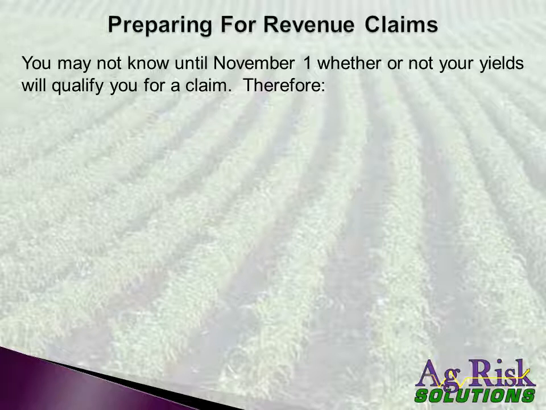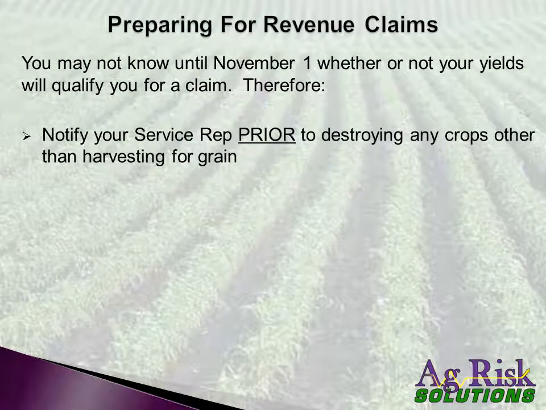So with that in mind, I want to give just a few pointers as we move into harvest and how to prepare for this. First and foremost is to notify your service rep prior to destroying any crops other than harvesting them for grain. So if you are going to chop any corn for silage, if you're going to bale any corn, if you're going to bale any soybeans, abandon any crops that won't be harvested for grain, you must notify your service rep prior to doing that.